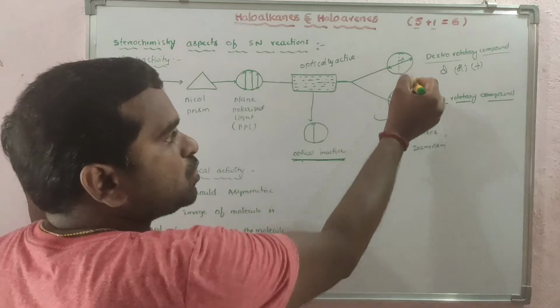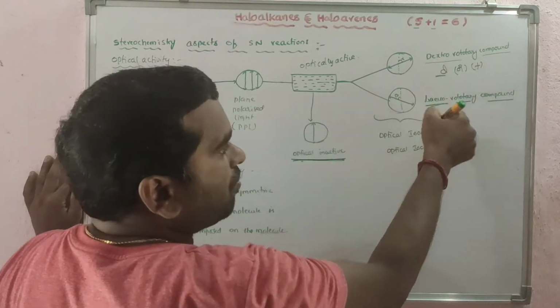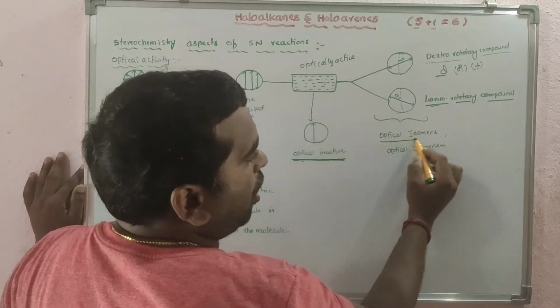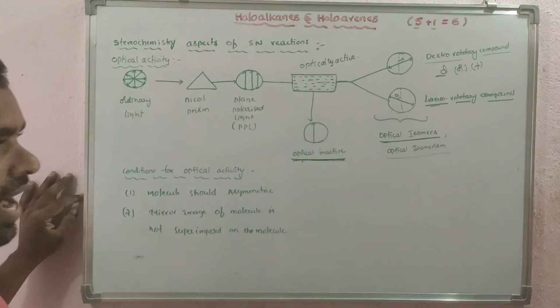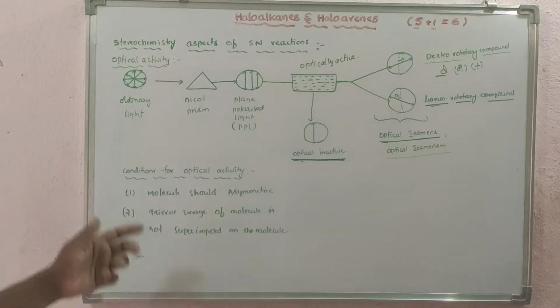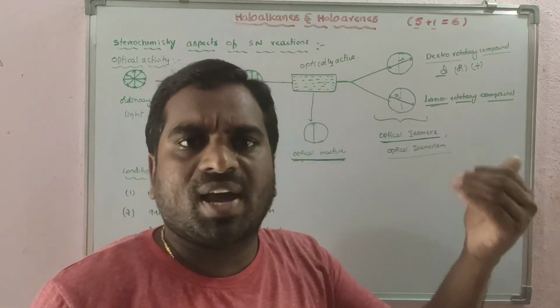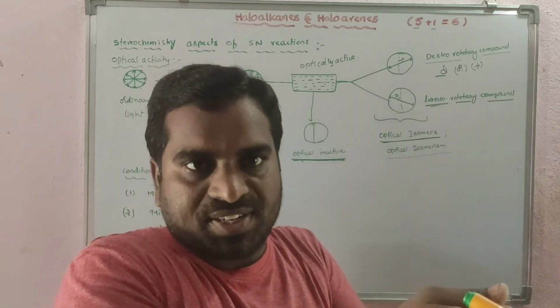Clear? These two, the D and L forms of the compound, are called optical isomers, and that property we will call optical isomerism. Clear? Now, conditions for optical activity. Which compounds show optical activity? Means which compounds rotate the plane polarized light.